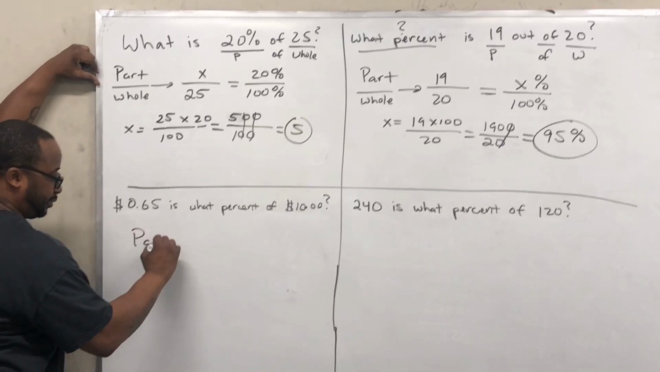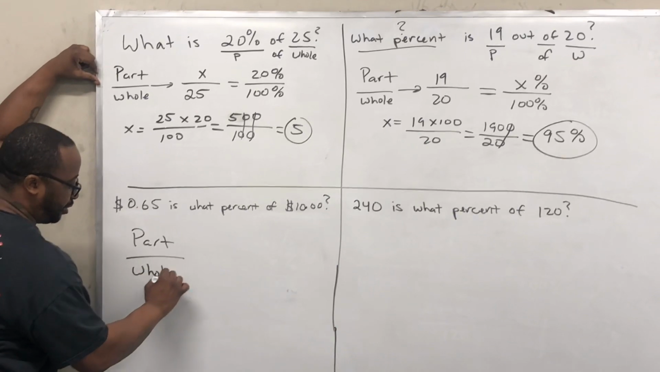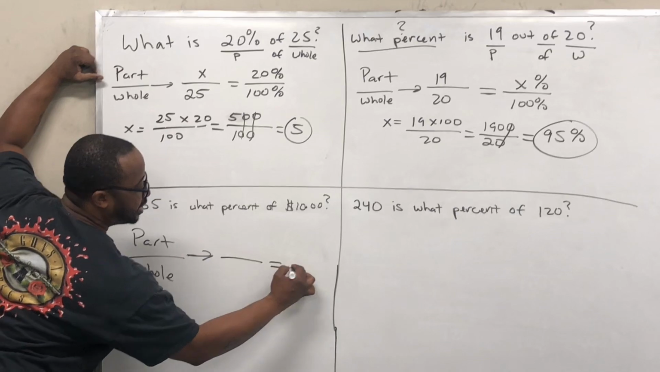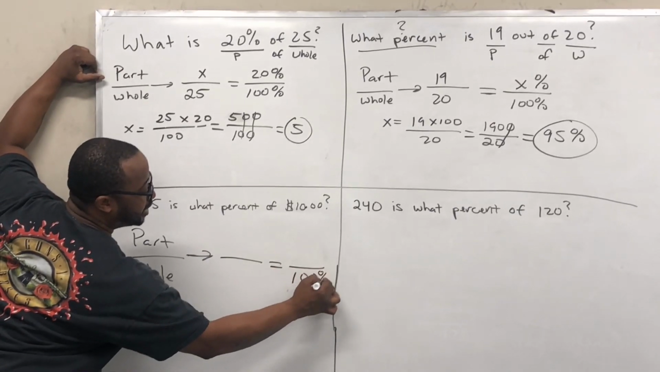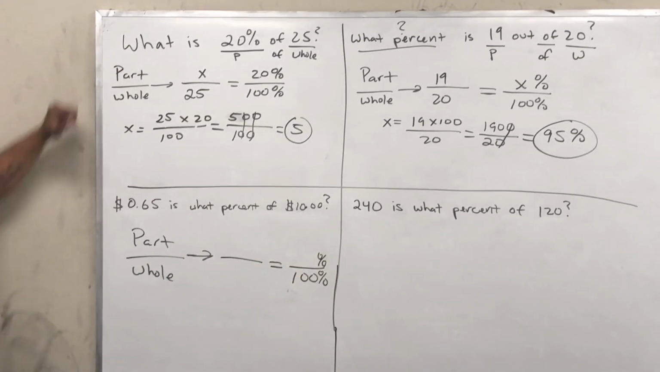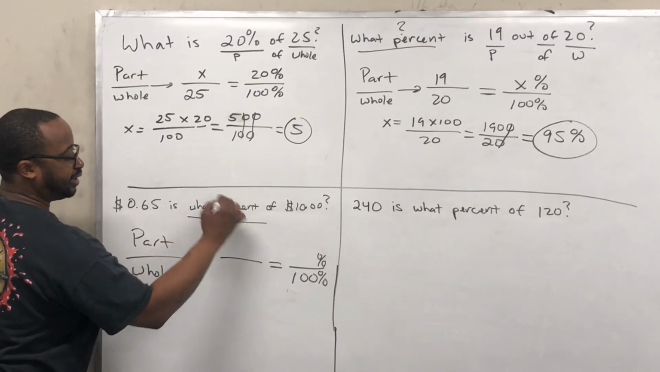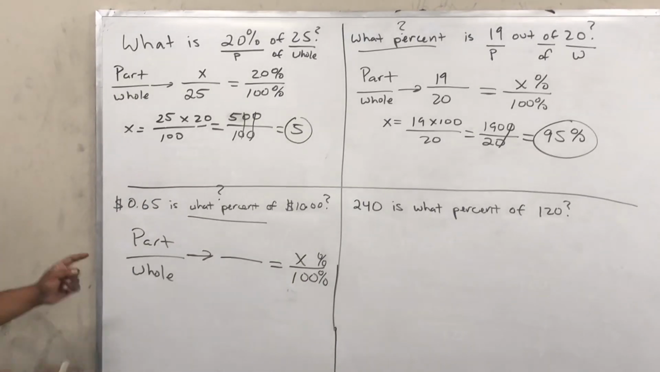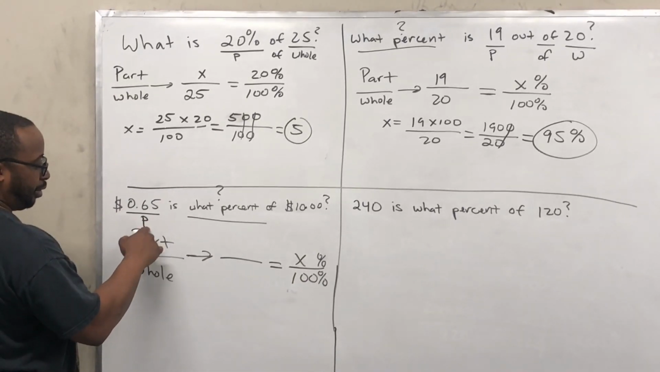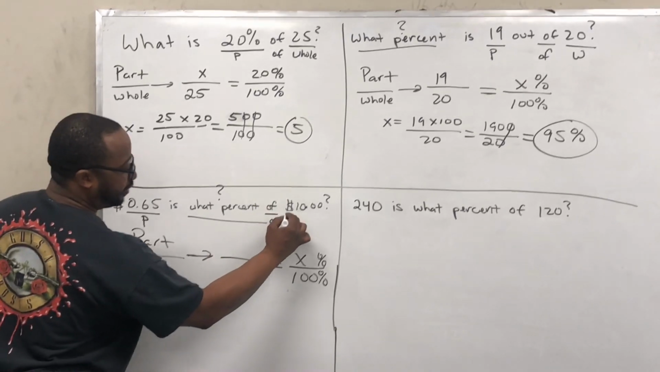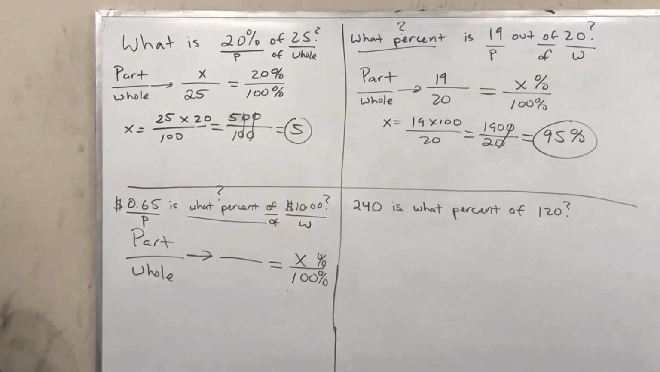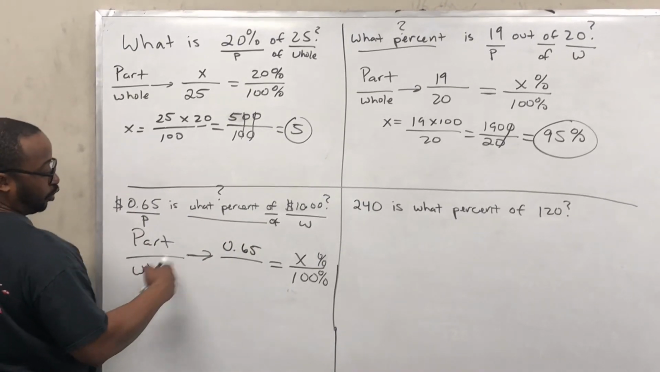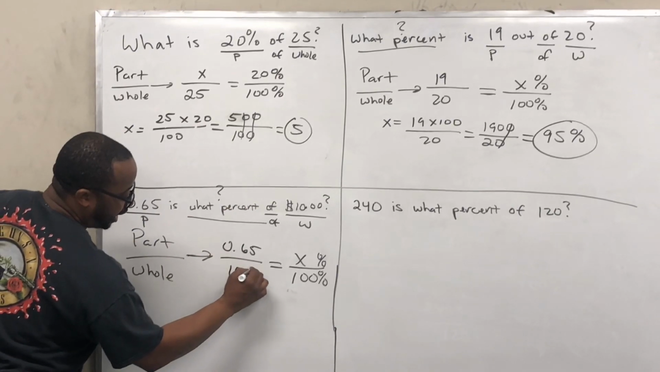Now, when we look over here for this next one, 65 cents is what percent of $10? So I put my part, I put my whole, right here. Remember, I draw my two lines, equal them out to each other. I put my 100 down here. This is where my percent is going to go. But remember, it says what percent, so this is what we're looking for. Once again, the x is going to go there. And remember, part of whole. So my part is going to be the 65 cents. My whole is going to be the $10.